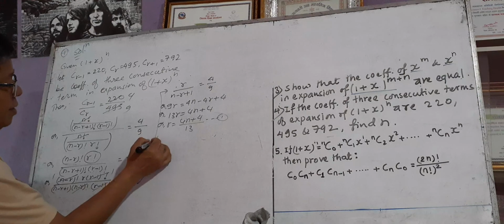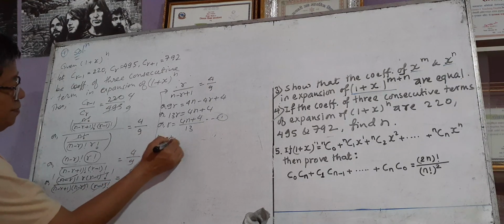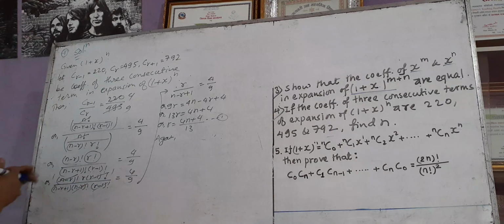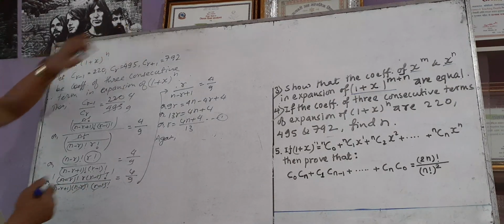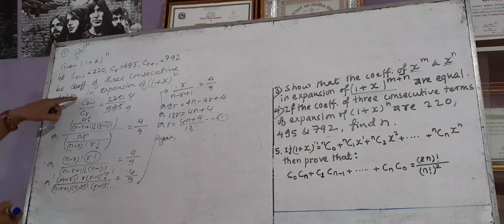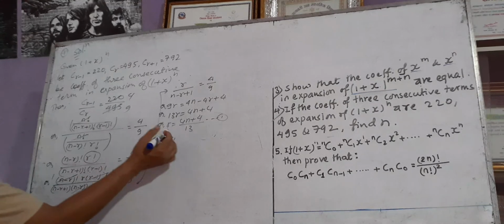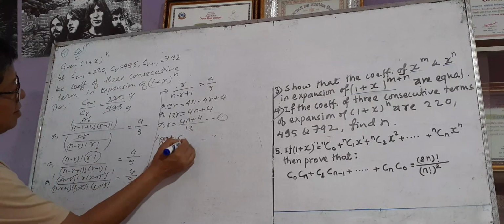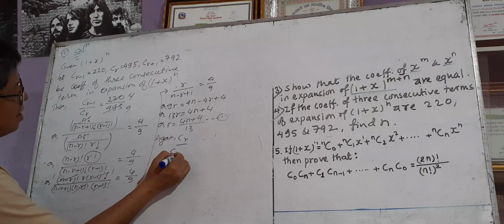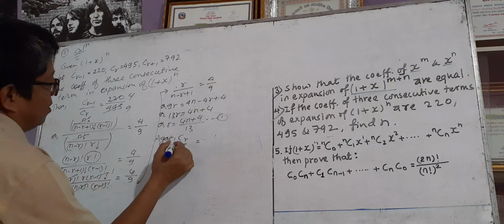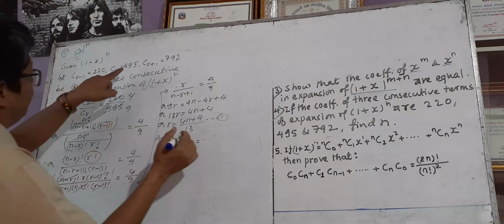So again, now we take another ratio, that is from nC r and nC r plus 1. Look at it here, we have divided the first term by the second. Here also we divide the first term, that is nC r, by nC r plus 1. Always, it must be continuous.